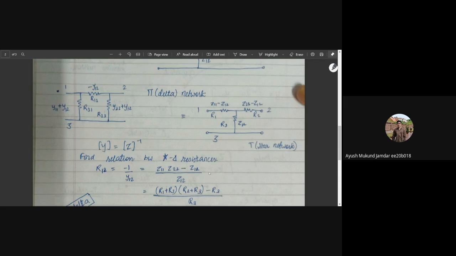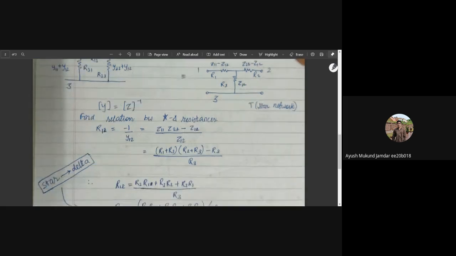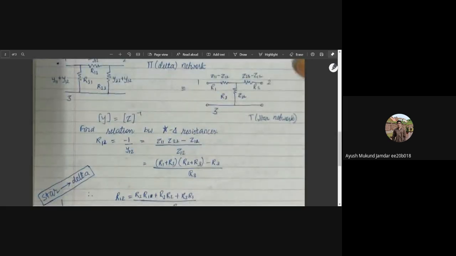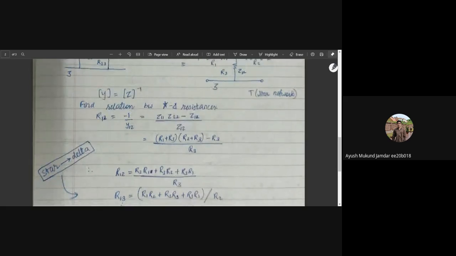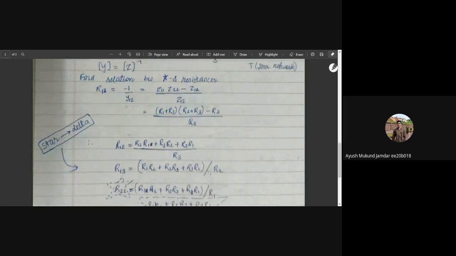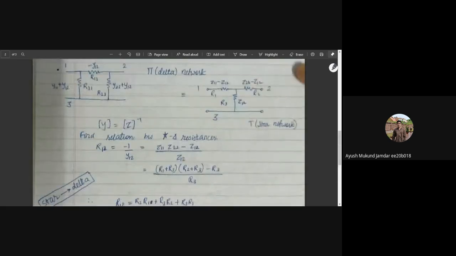On substituting the values, I have found a relation between R12 and the R1, R2, and R3 resistors of the star network. And on just rearranging some of the terms, I have found a relation between the star network and the delta network parameters. That is, R12 is equal to R1 times R2 plus R3 times R2 plus R3 times R1, divided by R3. As you can see, this is indeed symmetric, and so goes for R13 and R32. This parameter set will be useful for converting a star network into a delta network.